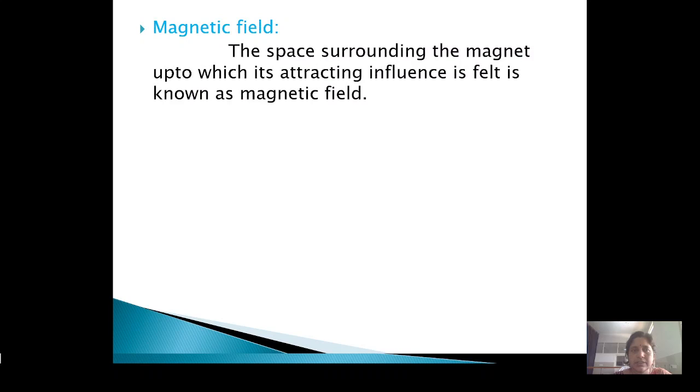Magnetic field. The space surrounding the magnet up to which its attracting influence is felt is known as the magnetic field.